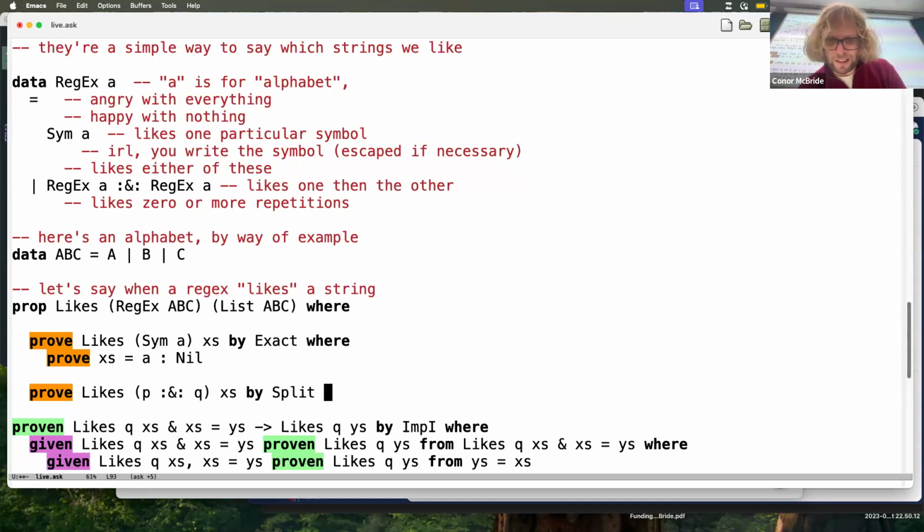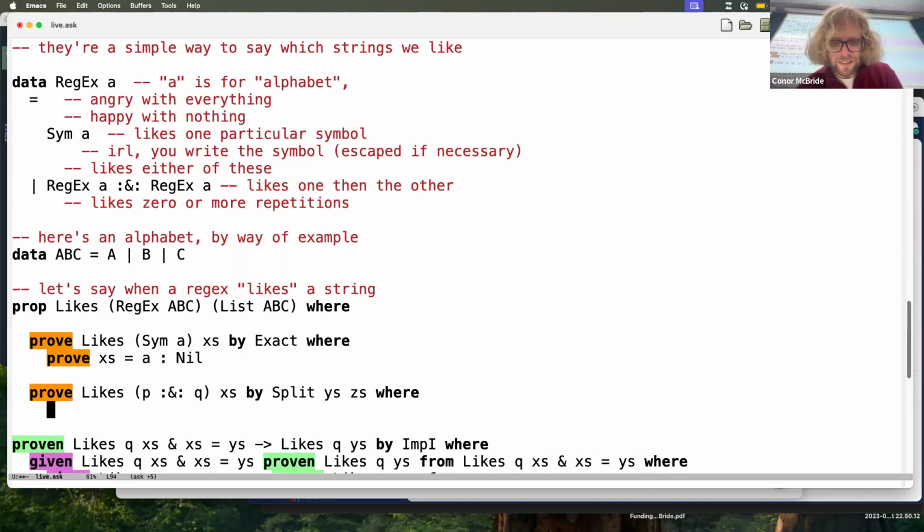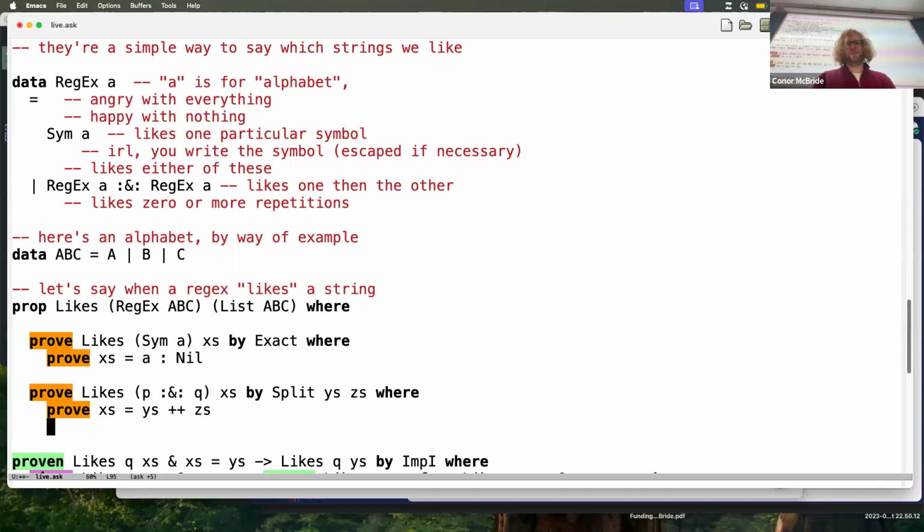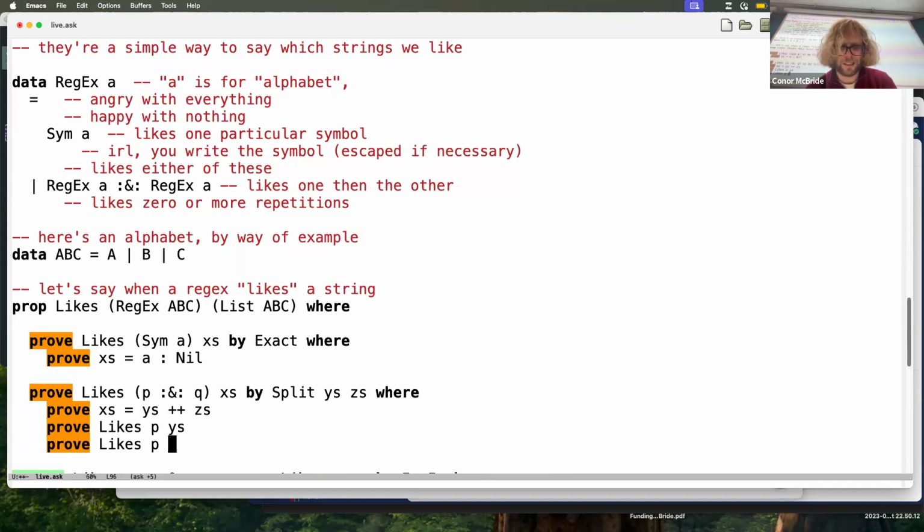And right, what should I call these? Y's and Z's, I guess. I mean, or pref and suff. Yeah, right. So in order to use this rule, we have to give this splitting of X's. So the first thing we need to prove is that X's is actually equal to Y's followed by Z's. And then we also need to prove that P likes the first part and Q likes the second part, right? So prove likes P Y's and prove likes Q Z's. Q, yes. Good. So my regex was P and then Q. So I want P to like the first part and I would like Q to like the second part, right? Yep, does that make sense?